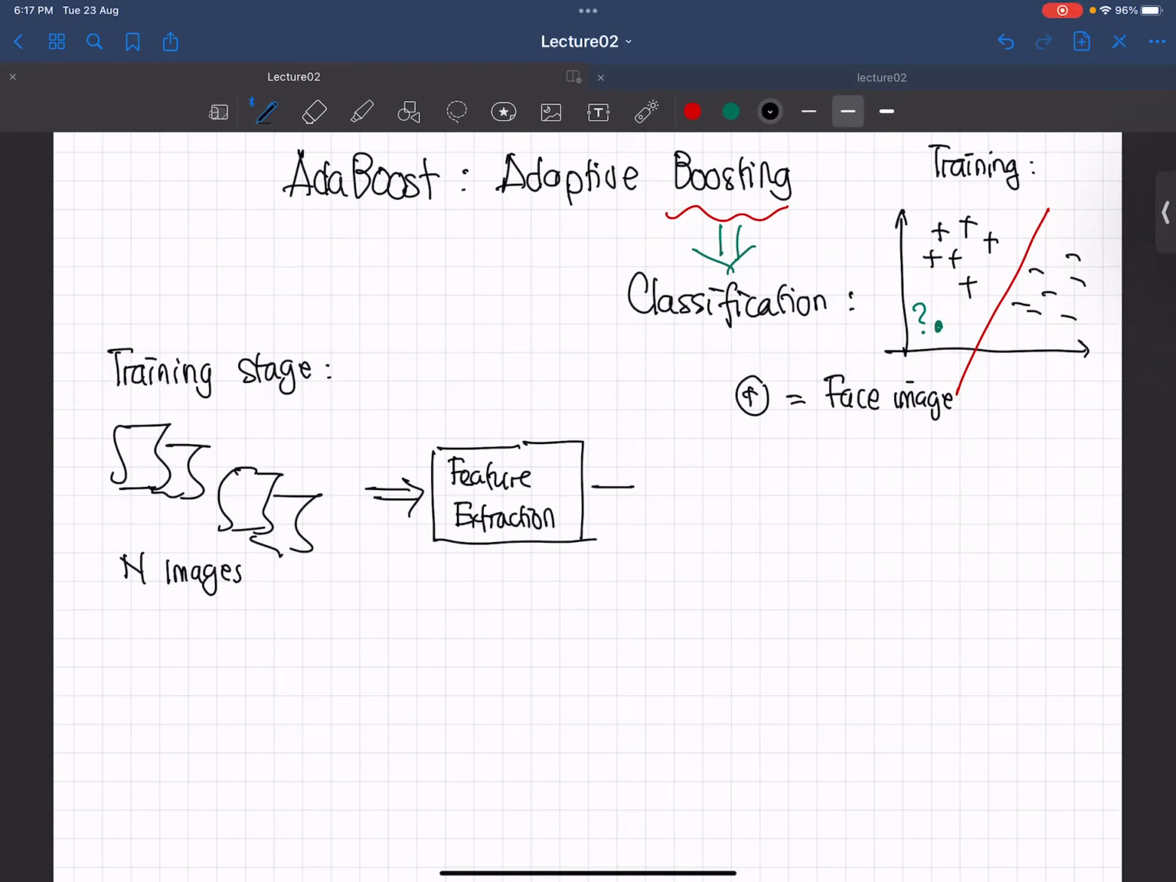And what is the output of this feature extraction? Descriptors. How many descriptors will we have? We will have n descriptors. And once we have n descriptors, what will be the next step? What will be the next process? Anyone? What will be the next step?